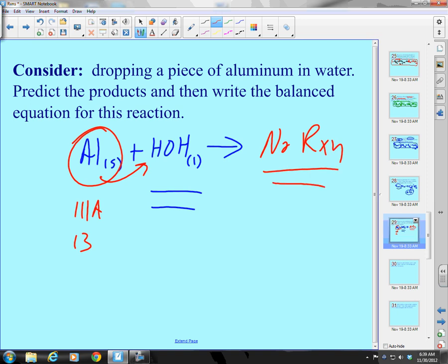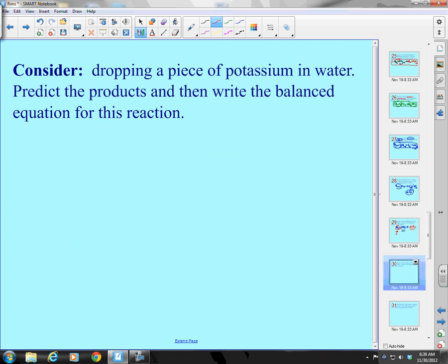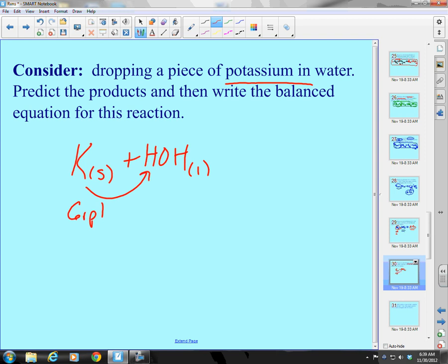Hey, I like those. Easy to balance. I'm going to drop a piece of potassium in water. K plus HOH. Where is K on the periodic table? Hey, K is in group 1. So will it happen? Yes, it will. That means my K is going to come in here. It's going to knock out a hydrogen. And what's going to happen? I'm going to get hydrogen plus KOH. I need 2 of those because it's diatomic.